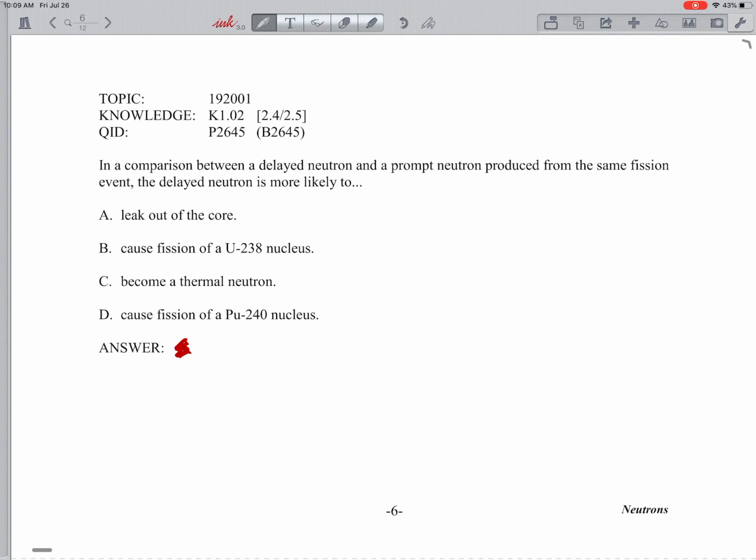Here's the next question. In a comparison between a delayed neutron and a prompt neutron produced from the same fission event, so this is a likelihood question. A delayed neutron is more likely to leak out of the core. No, that's going to be prompt. Cause fission of a U-238 nucleus. No, that's going to be prompt.